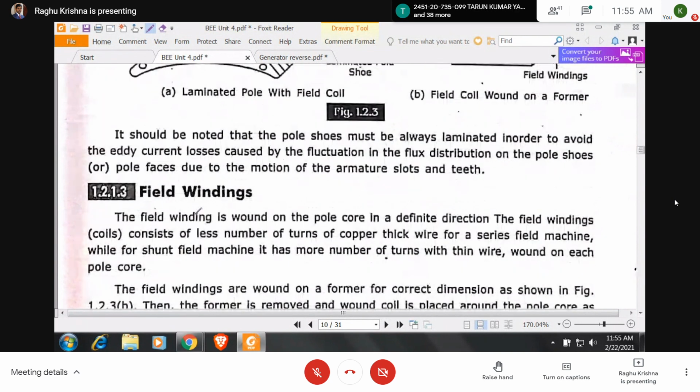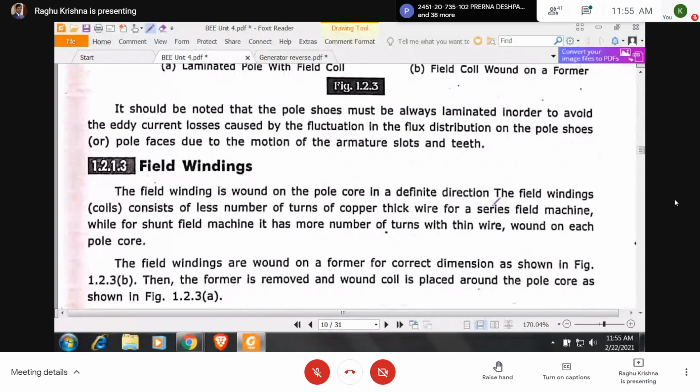Next, coming to the field winding. What is meant by winding? Copper wire wound on the pole core is called winding. So here the field winding is wound on the pole core in a definite direction. Okay, the direction is important to form the north pole and south pole.